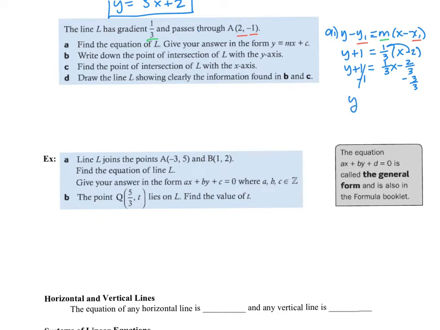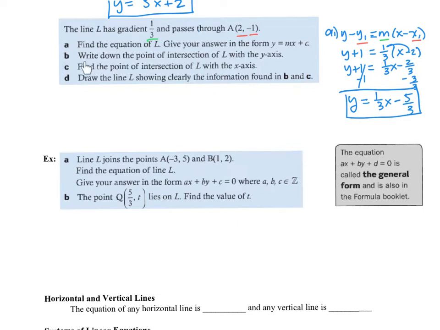So our final answer would be y equals 1/3 x. And then, let's see, -2/3 minus 3/3 more would give me -5/3. So minus 5/3. Okay, so that's our answer to part A.